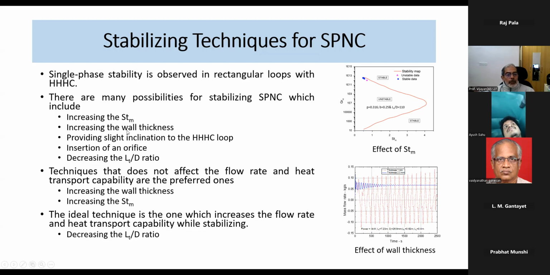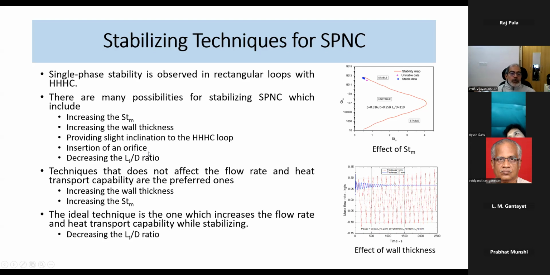And if you increase the wall thickness, this is what we found. With 1 mm wall thickness, it's a glass loop, and it is unstable. But if you increase the thickness to 2.3 mm, then it is stable. Right? And the instability was only possible with the triplet C loop, that is horizontal heater, horizontal cooler. But if you slightly incline the loop, then the instability vanishes. So these are all stabilizing techniques.